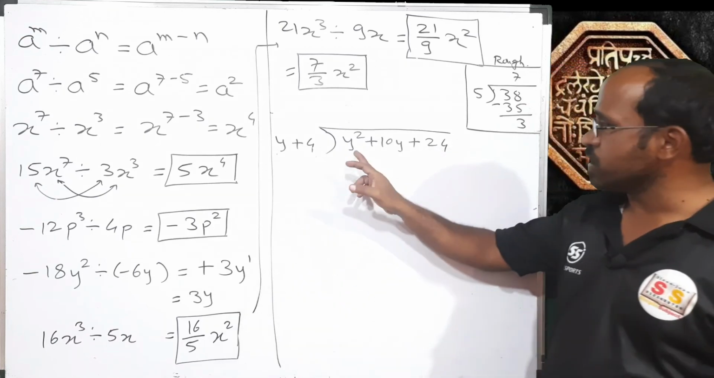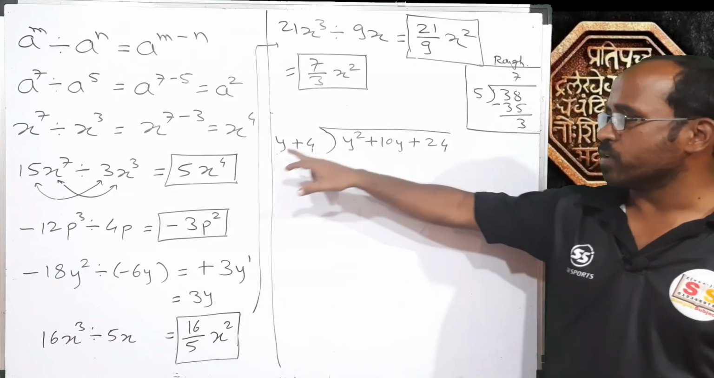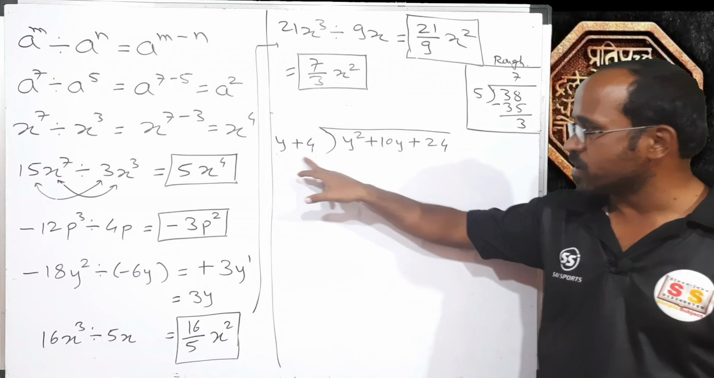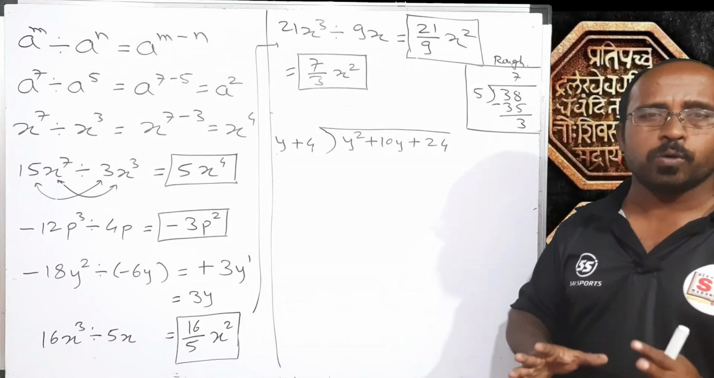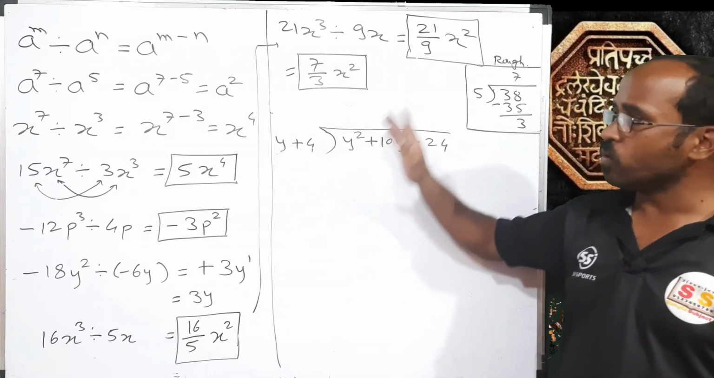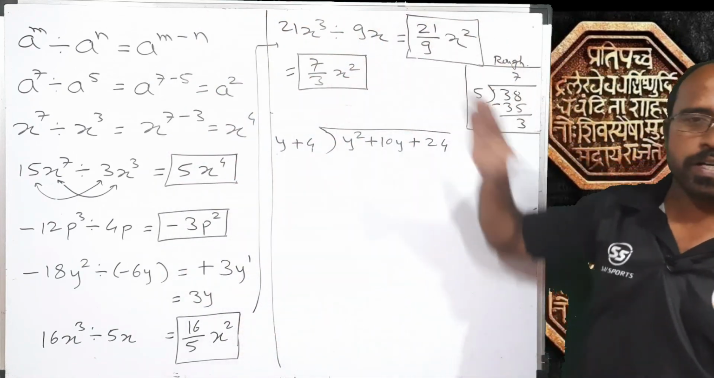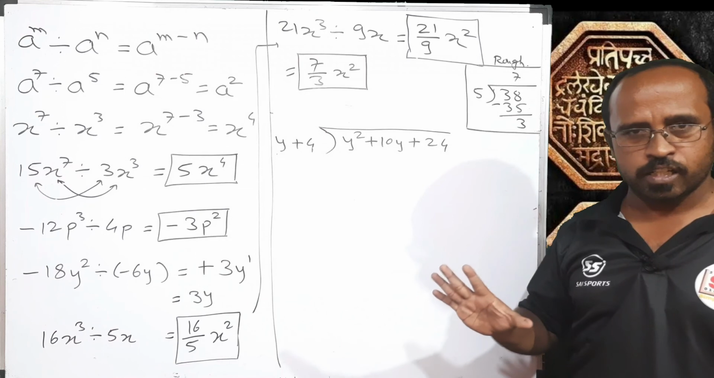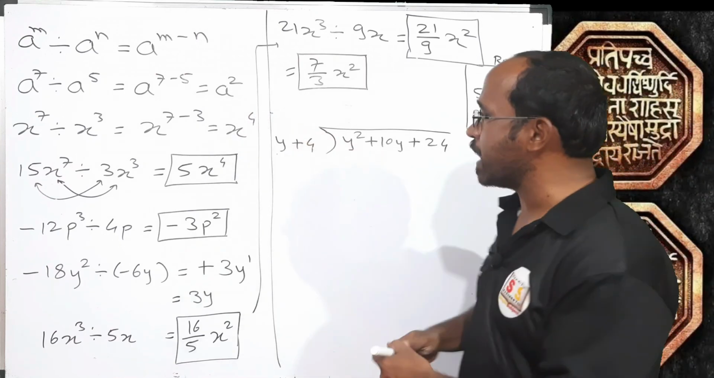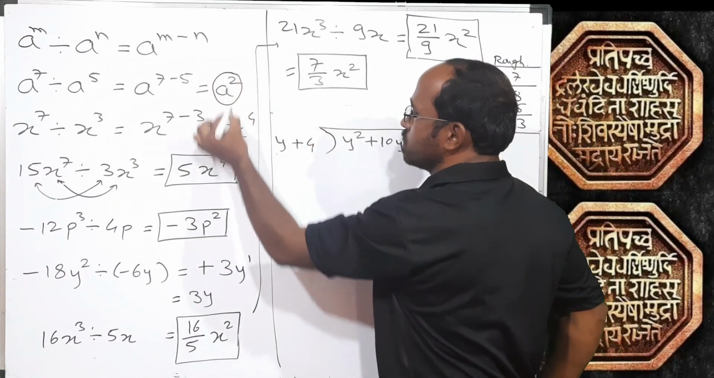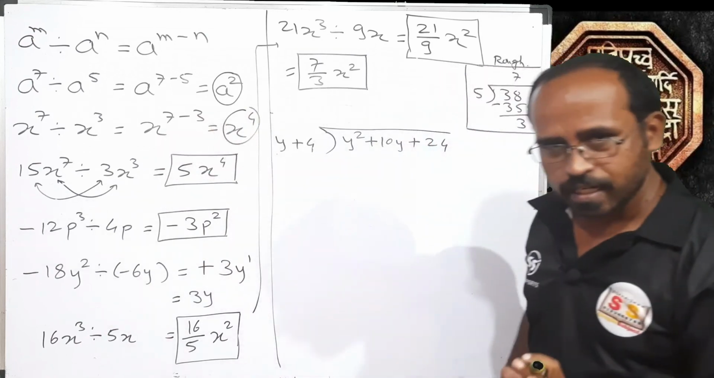Students, the question is y square plus 10y plus 24 divided by y plus 4. The divisor is a binomial. We don't know how to divide by a binomial. We know how to divide by a monomial. In all of these examples, we have divided by a monomial. Clear, students? And there we were directly finding the answer, the quotient, directly.